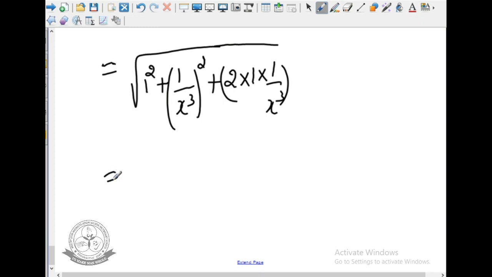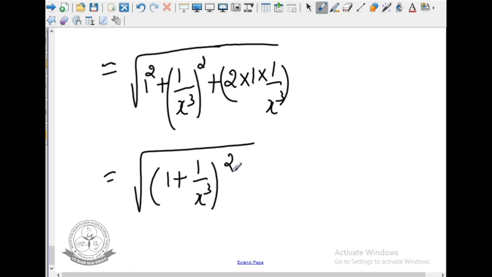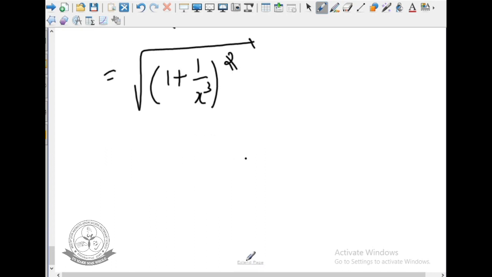So here that is square root of a square plus b square plus 2ab format. I am going to write a plus b the whole square. So here 1 plus, the b term is 1 by x cube, a plus b whole square. Now only I told you the square root and the square will be cancelled. So our answer is equal to modulus of 1 plus 1 by x cube. Take down this.